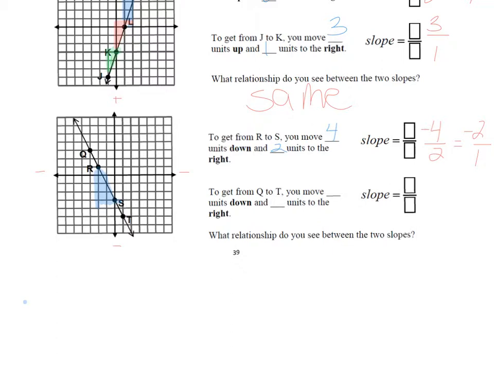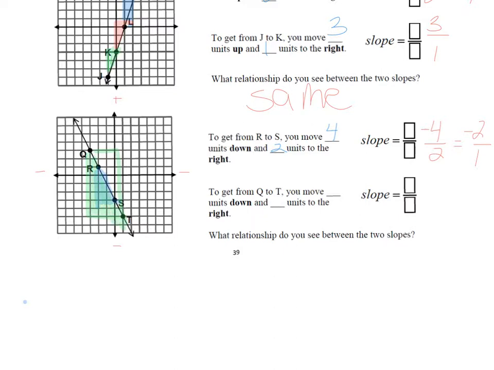Now let's get from Q to T. So to get from Q to T, we come down and go over. We're going to overlap a bit, and that's okay. All right, so if you don't want to overlap and you prefer to draw your triangle that way, that's fine. But I'm going to draw it this way.